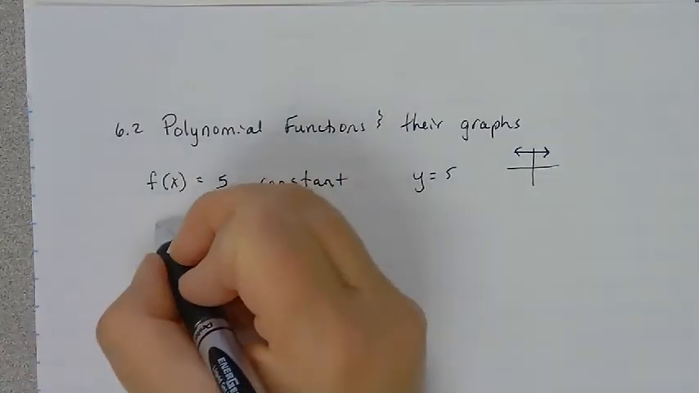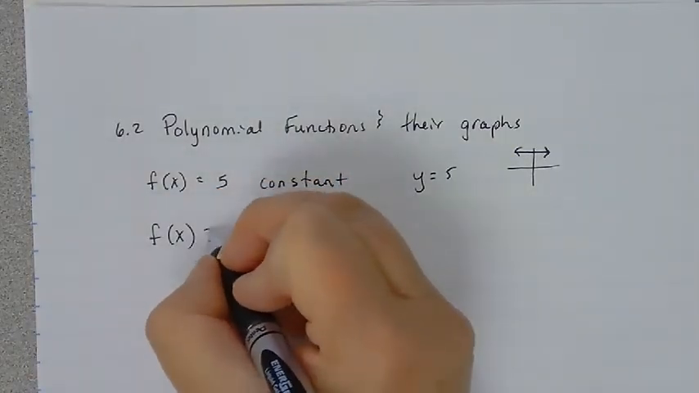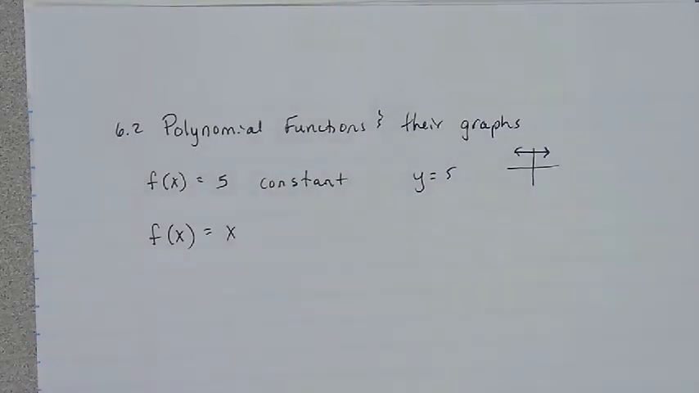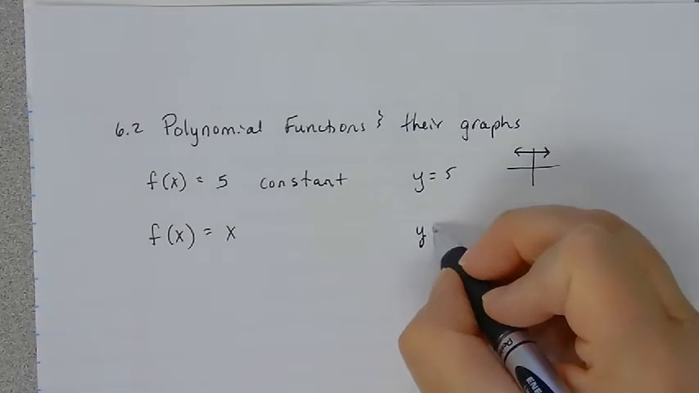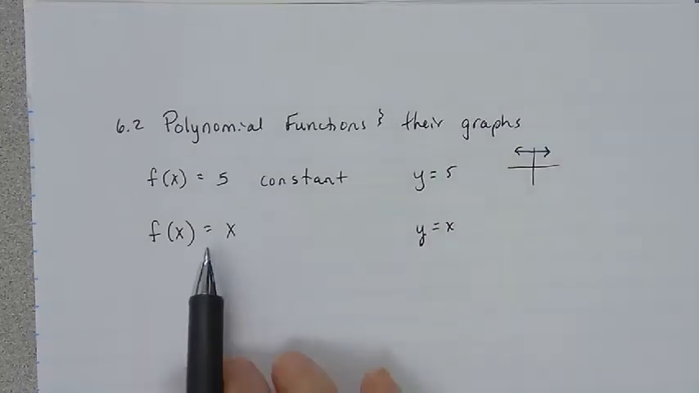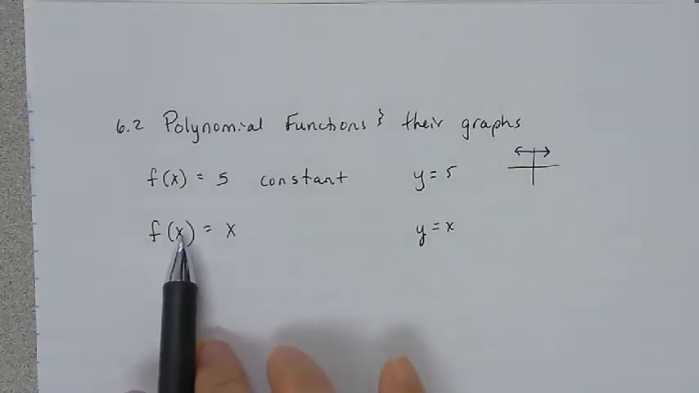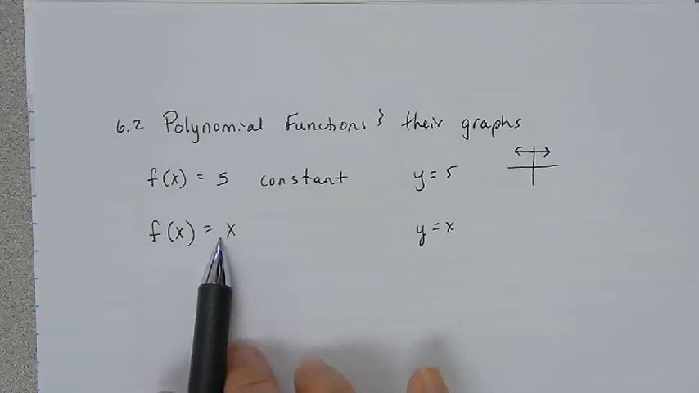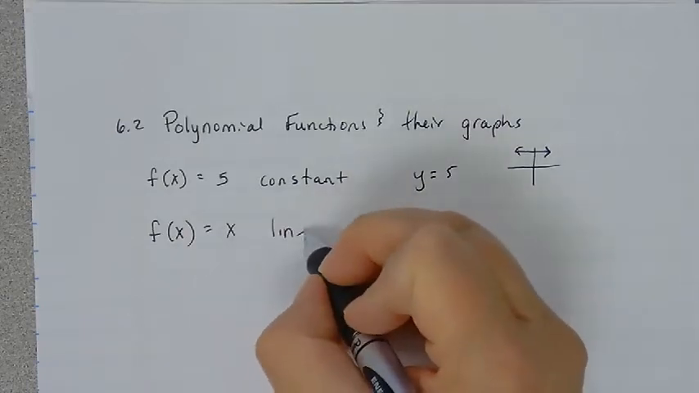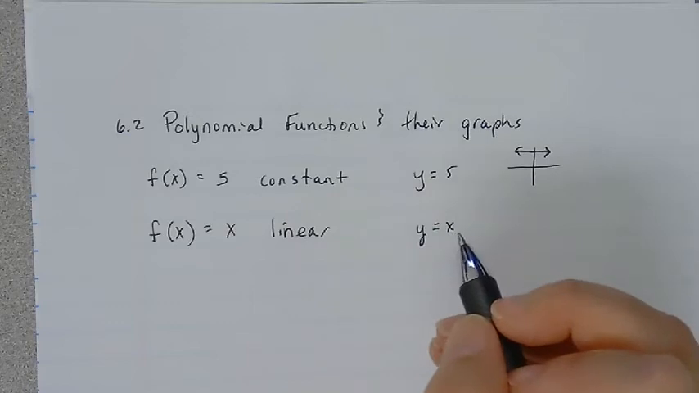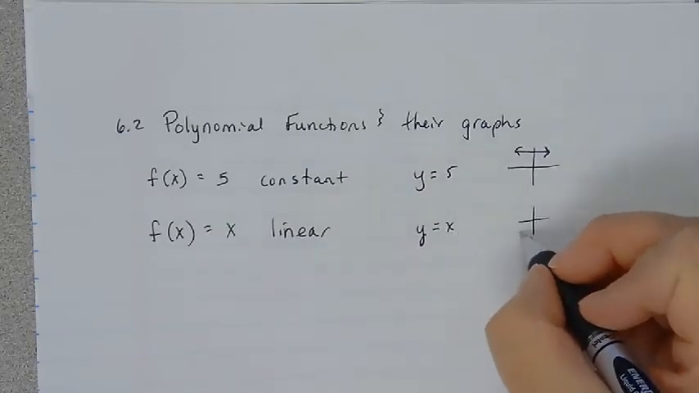Also in Algebra 1, you talked about a function like this. f of x equals x. It's the same thing as y equals x. The output value is based off of whatever you put as the input. This one's called a linear function. When you graph it, it looks something like this.